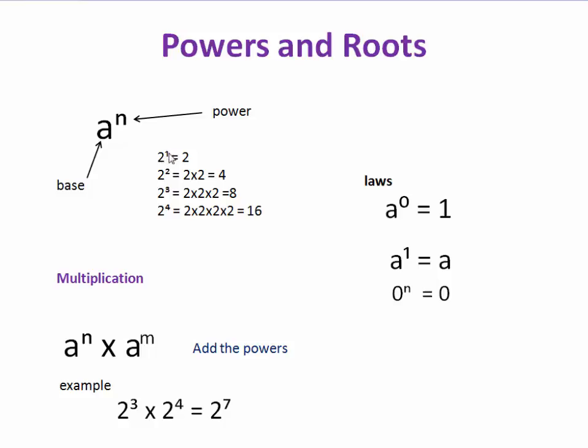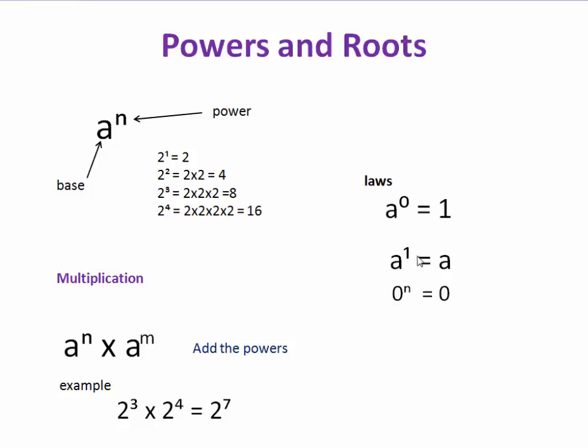So 2 to the power 1 is 2, so that's 2 multiplied by 1, which is 2. 2 to the power 2, or the exponent 2, is 2 times 2, which is 4. 2 to the power 3 is 2 multiplied by 2 multiplied by 2, so we're multiplying 2 by itself 3 times, which is 8. 2 to the power 4, multiply 2 by itself 4 times, so 2 multiplied by 2 multiplied by 2 multiplied by 2 is 16. Anything to the power 0 is 1.